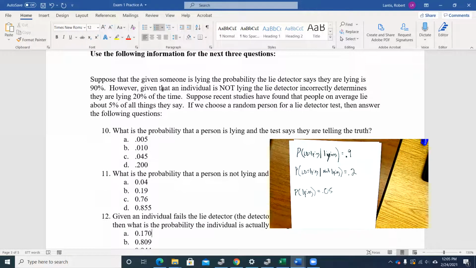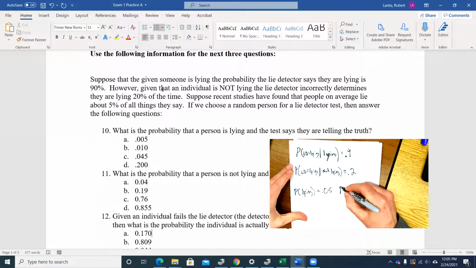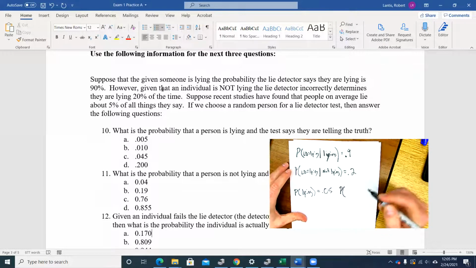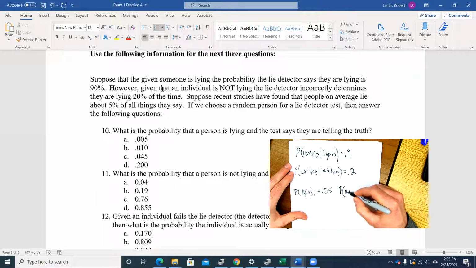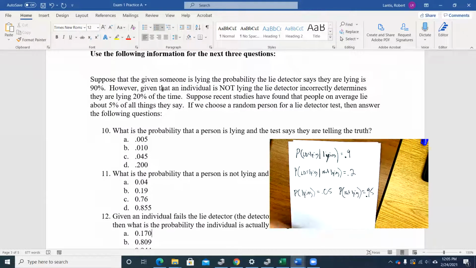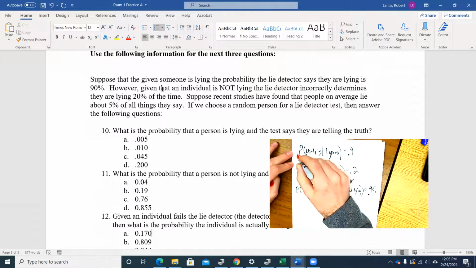So the easiest one is, if the probability someone is lying is 0.05, the probability that they're not lying, there's only two things you can be doing, lying or not lying. So those have to add up to 1. If we know the probability of A, the probability of A complement would just be whatever gets us up to 1. Okay?